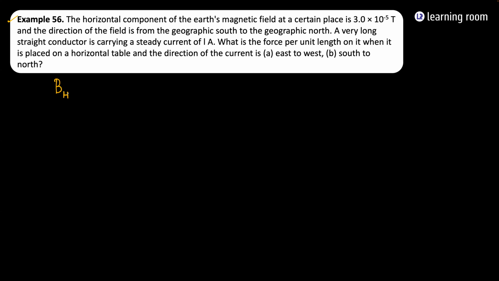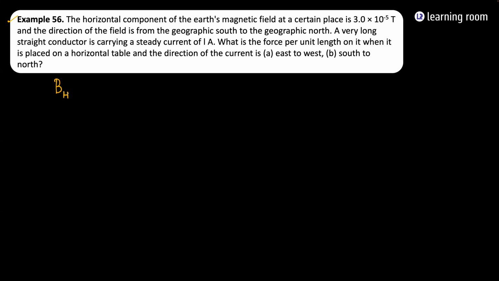So whenever you talk about the directions, whenever you talk about the poles, there are two kinds of north poles and two kinds of south poles. One is called geographic south and geographic north, and the other is called magnetic north and magnetic south, about which we'll be learning in detail in the next chapter. So it is important that you know the basics here. That is why I'm explaining. So what is the direction of this horizontal magnetic field? It is from the geographic south to the geographic north.